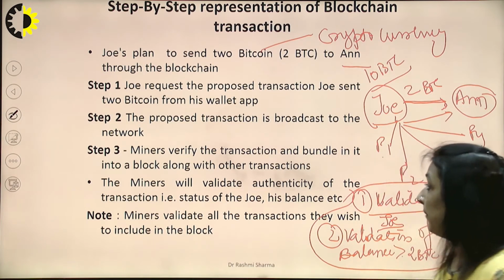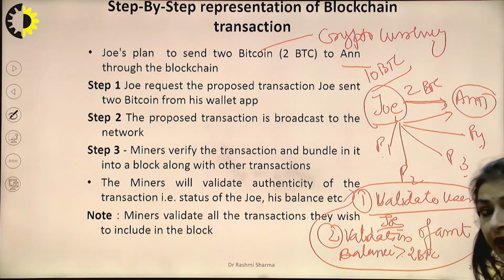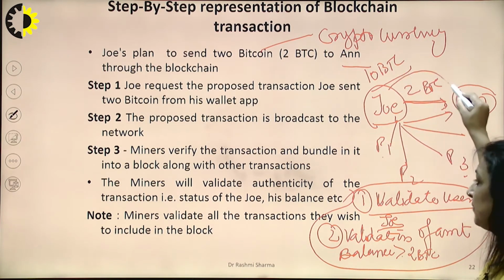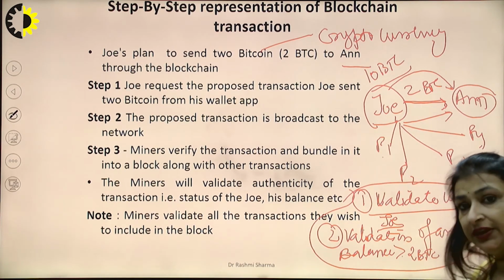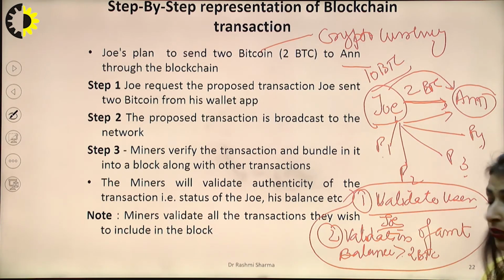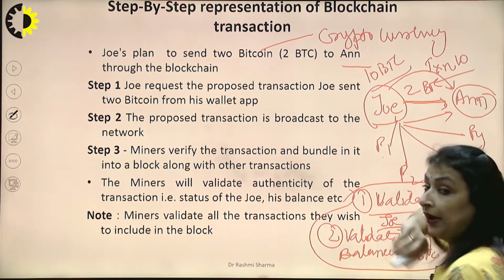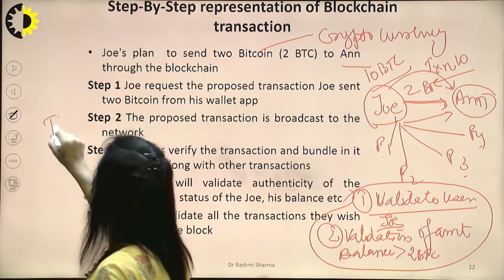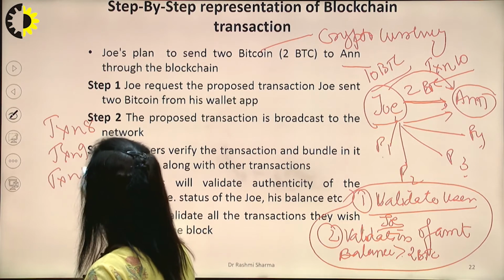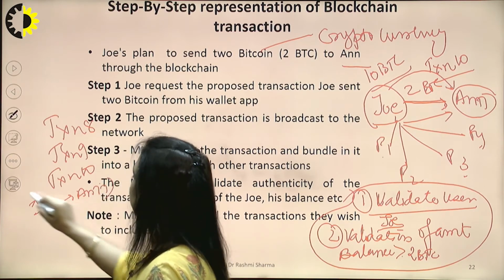Okay. Then miners verify that particular transaction and bundle it into a block along with another transaction. Now they have validated this particular user, so Joe can send this money to N. Assume this transaction was transaction number 10, and previously I had transaction 8 and transaction 9. Now transaction 10 was between Joe and N.